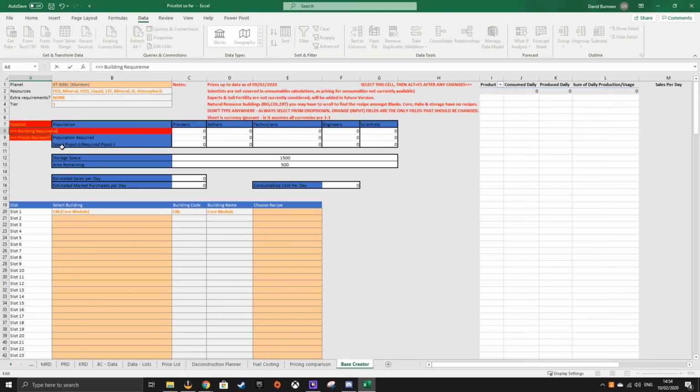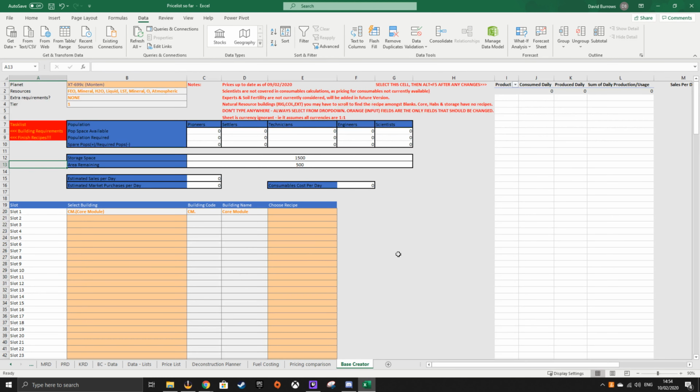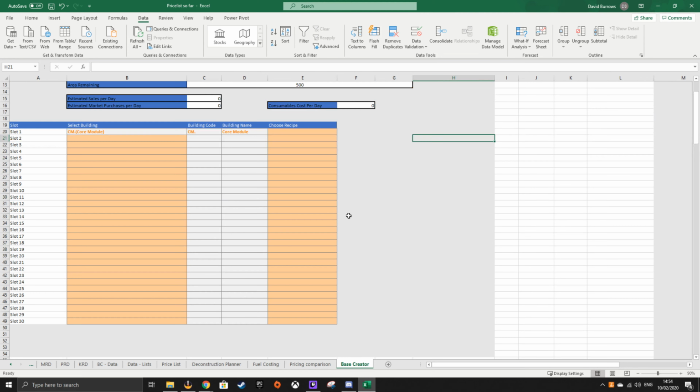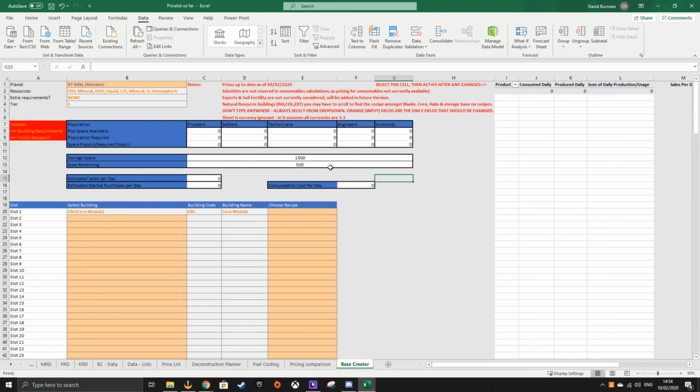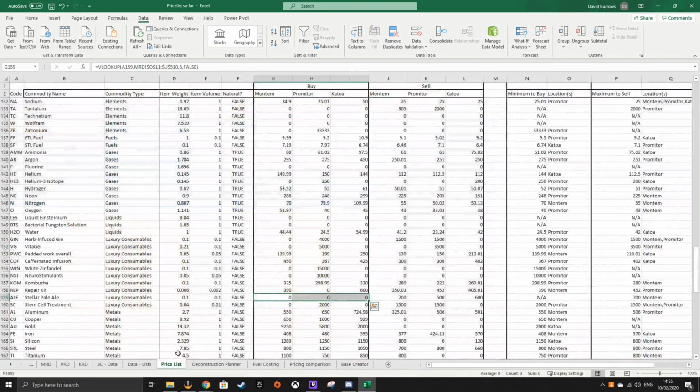Just a note that I need to put on here. I'm planning on adding the requirements for building, a full list of the requirements to build the base that you've chosen. That will be coming probably within the next week. So let me run you through how this works first and foremost.